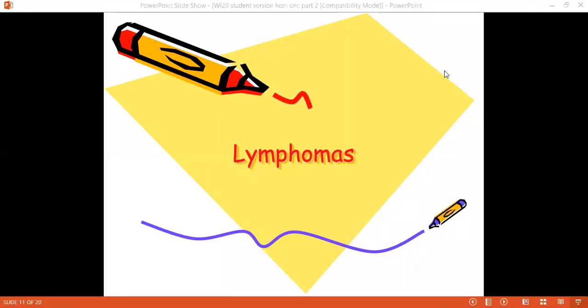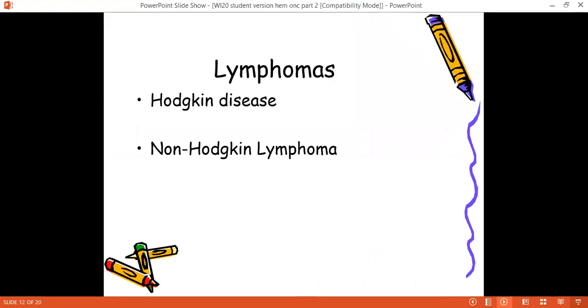Okay, everyone, we are starting with the last piece of our lecture on lymphomas. We are going to take a look at Hodgkin's disease, which is more prevalent among 15 to 19-year-olds. And then we're also going to look at non-Hodgkin's lymphoma, and this is more prevalent among children less than 14 in age.